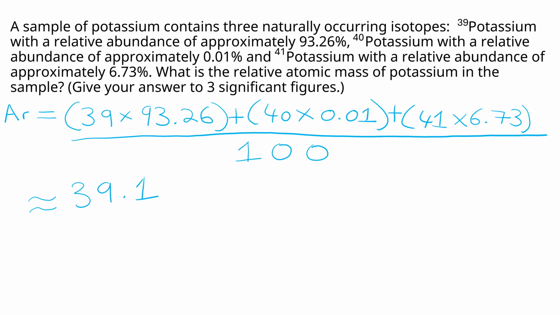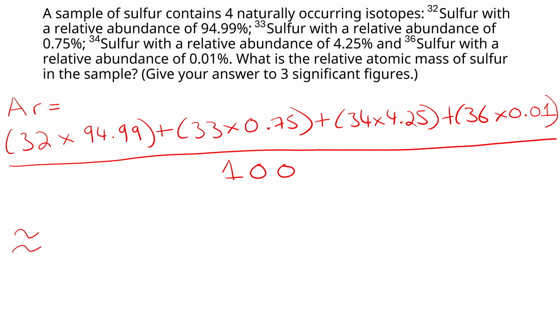Typically, the value for relative atomic mass is expressed in either 3 or 4 significant figures. In this video, we're going to stick to 3 significant figures. Okay, let's do another one, this time involving sulfur. It seems a little bit trickier because there are 4 naturally occurring isotopes, but the method is the same.